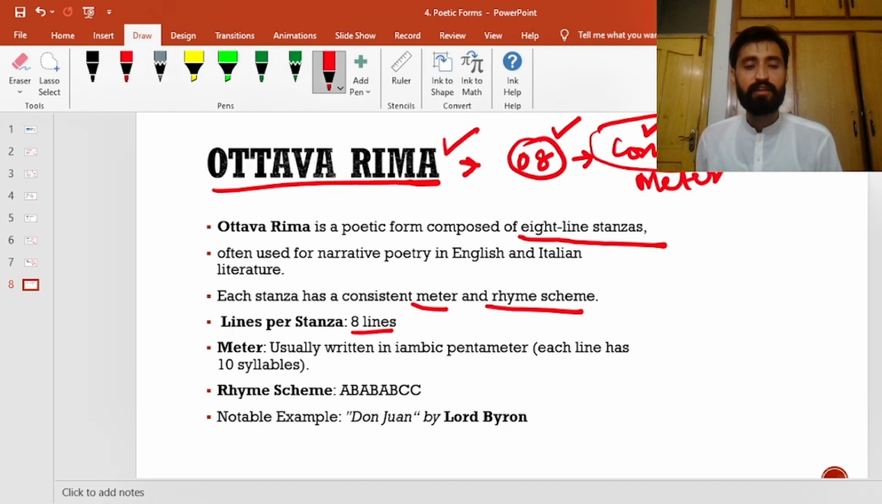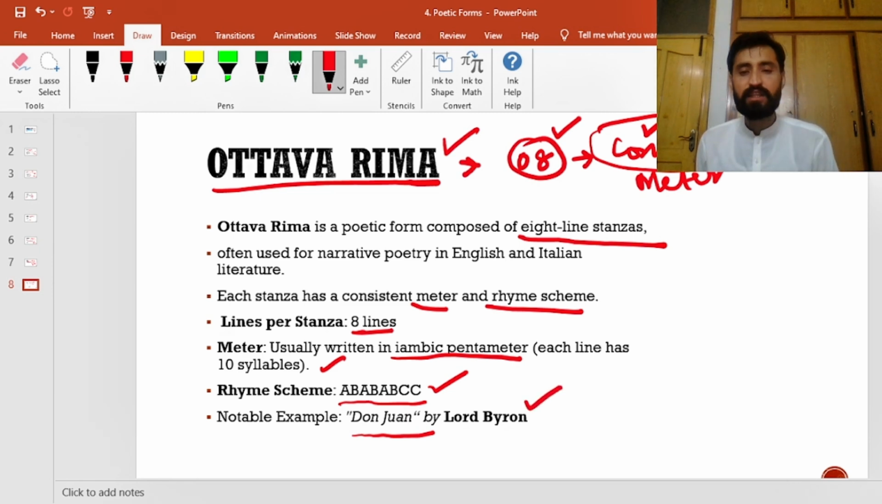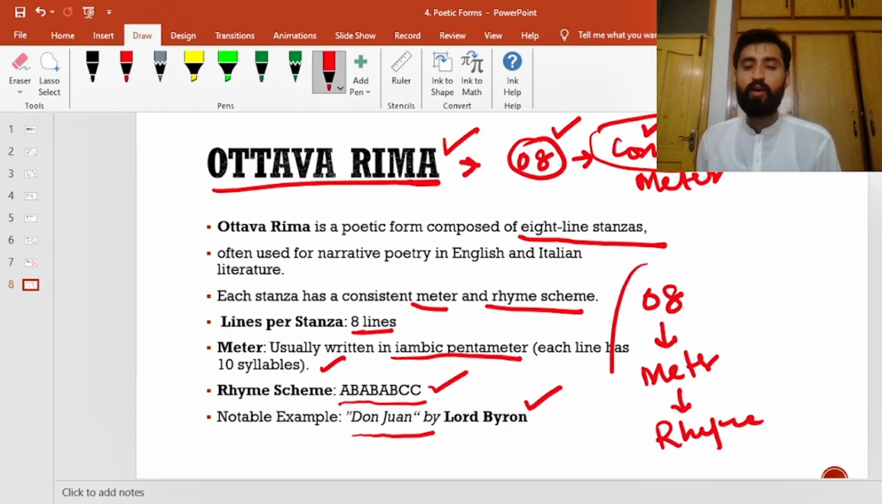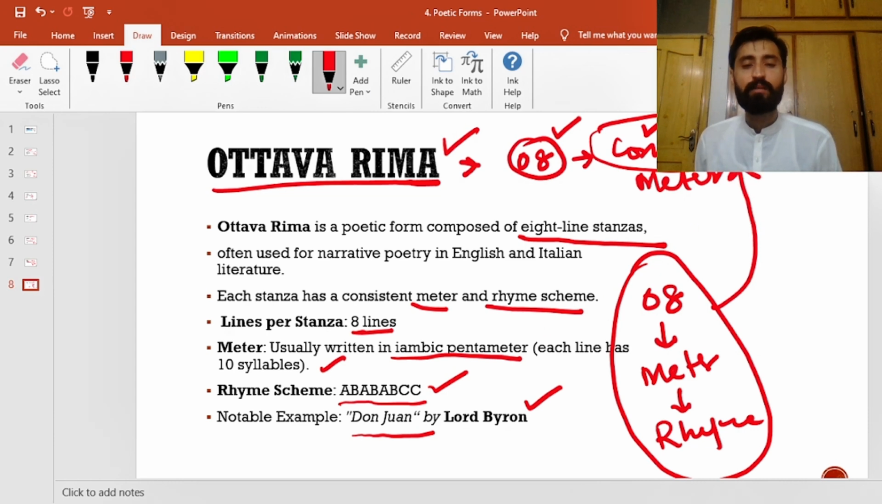Lines per stanza, that is 8. Meter is usually iambic pentameter, so each line has 10 syllables. The rhyme scheme remains the same. And the example is Don Juan by Lord Byron. So there are 3 things to keep in mind: all the stanzas have 8 lines; second, a consistent iambic pentameter; and third, the rhyme scheme. All these 3 things remain consistent and do not change when it comes to Ottava Rima. So there is this element of consistency. I hope all these things are clear to you now.